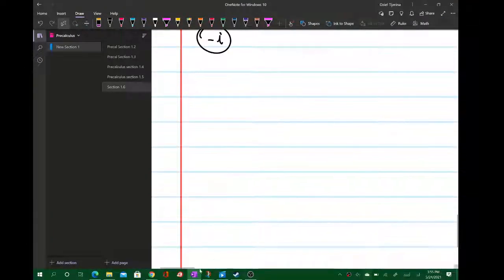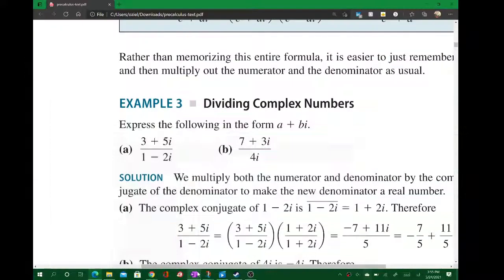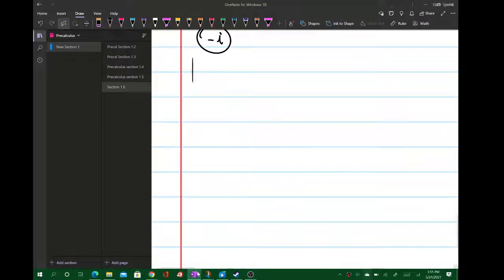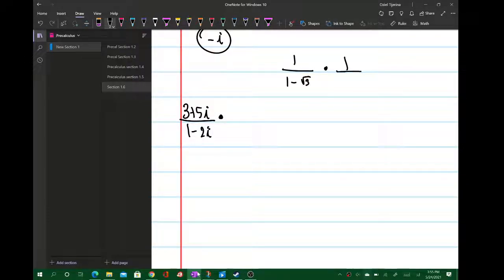So if we look at part A, it tells us 3 plus 5i over 1 minus 2i, right? We're going to multiply by the conjugate of the bottom. That's like if I had 1 over 1 minus square root 3, then I say, oh, this is 1 over 1 plus square root 3. So what am I going to say over here? Well, it's going to be times 1 plus 2i over 1 plus 2i.